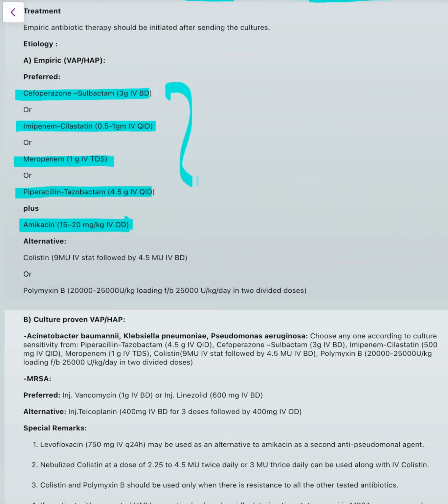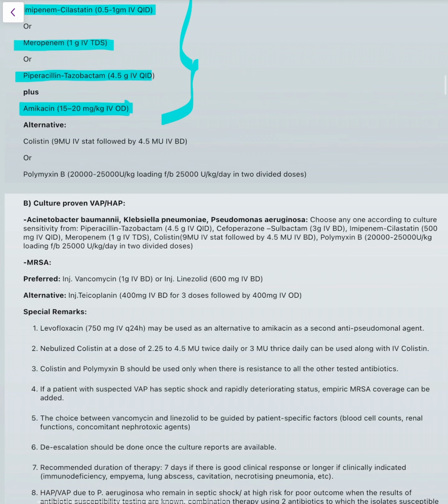Alternative to this regimen is 2 drugs, but we have to keep these as a last resort to prevent resistance. One is colistin and the next is polymyxin B. Colistin dose is 9 million unit stat loading dose followed by 4.5 million units IV 2 times a day. On the other hand, polymyxin B is 20 to 25,000 units per kg loading followed by 25,000 units per kg per day, which you can divide in 2 doses.